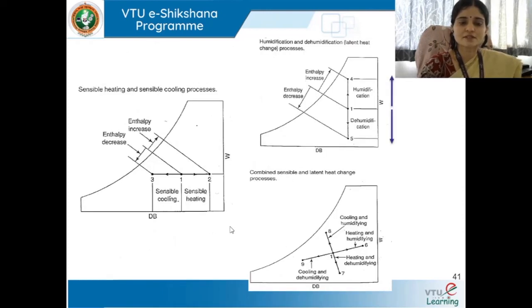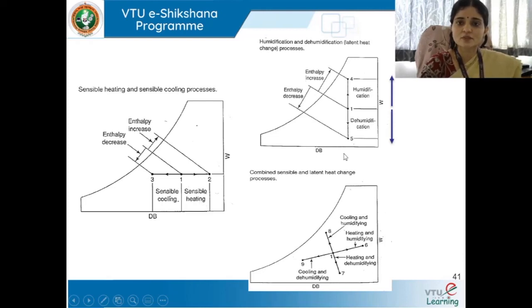Also, these show the tendency of some of the aspects, such as sensible heating and sensible cooling, and how they tend to occur on the graph. So you see, to the top, enthalpy increases, and below that central point, the central tendency of 1, we have a decrease in the enthalpy that is noticed, and similarly likewise sensible cooling sets in and sensible heating.